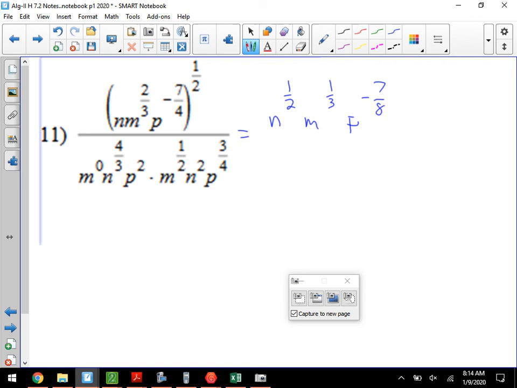M to the 0 is just 1. I have n to the 4/3 and n squared. Are you okay by saying that that's going to be n cubed and then n to the 3rd? Yeah. Okay.